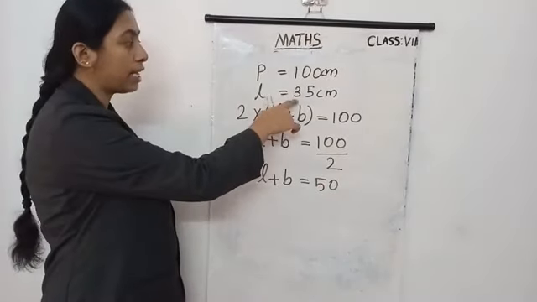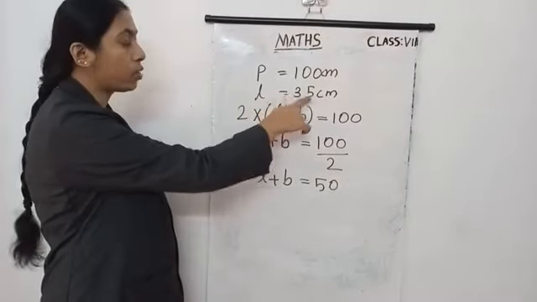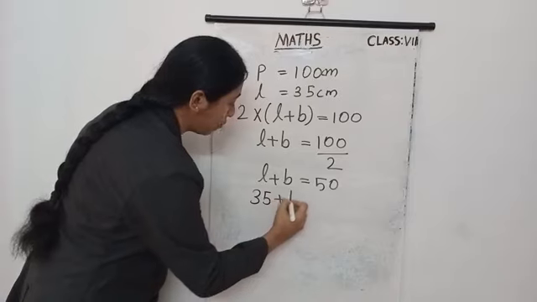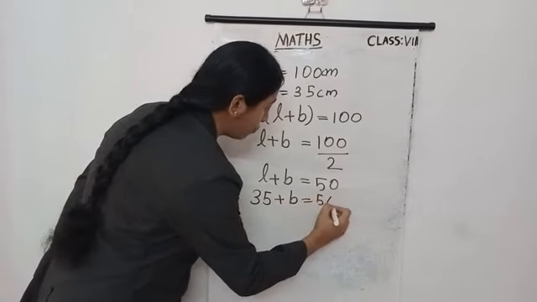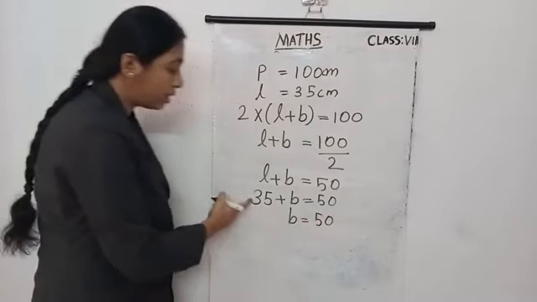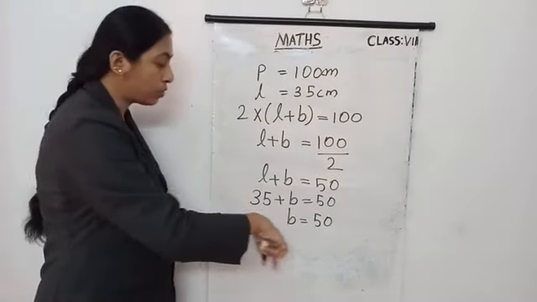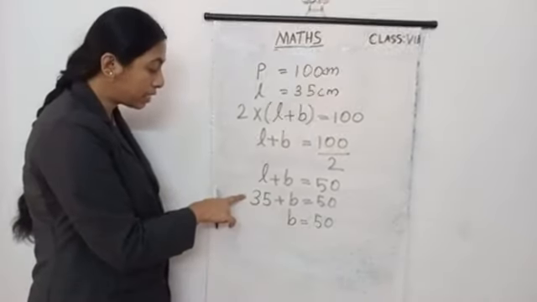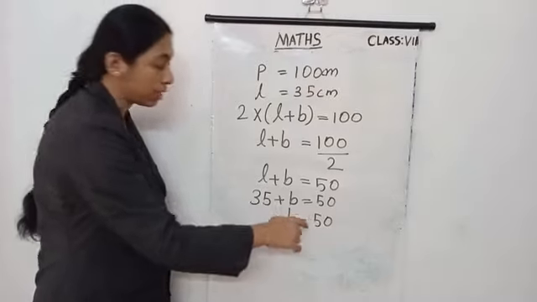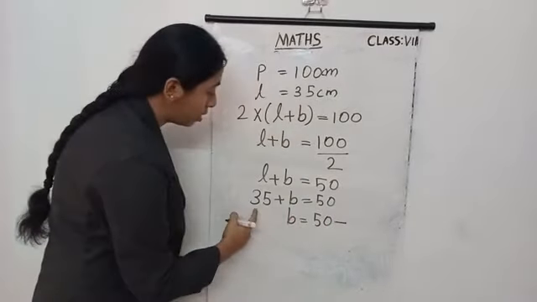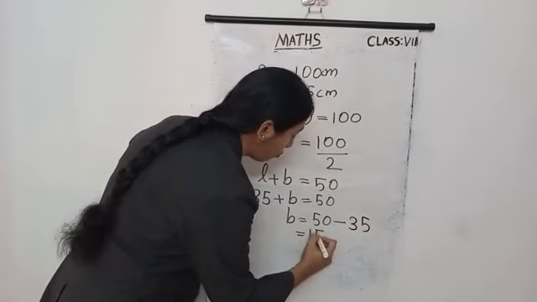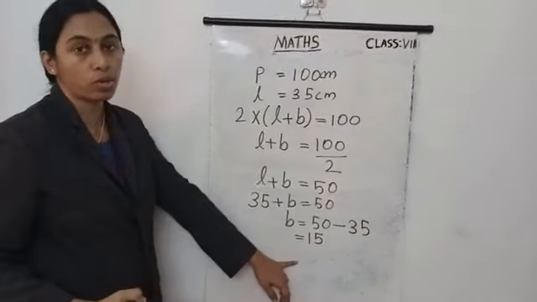Now given L, L means length. Length is equal to 35. So substitute L as 35. 35 plus B is equal to 50. Now B is equal to 50, and this 35 is transposed to the right hand side. Here it is plus, addition, so it becomes subtraction. So B is equal to 50 minus 35. Now subtract, we get 15. So breadth is equal to 15.